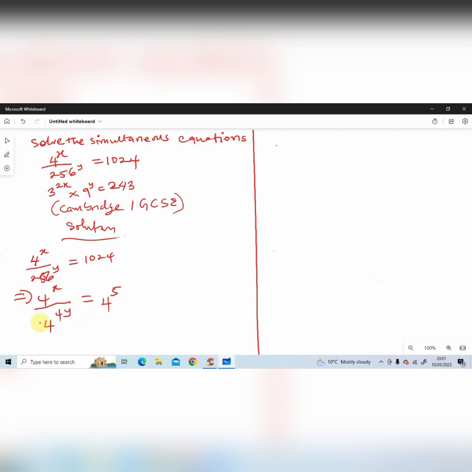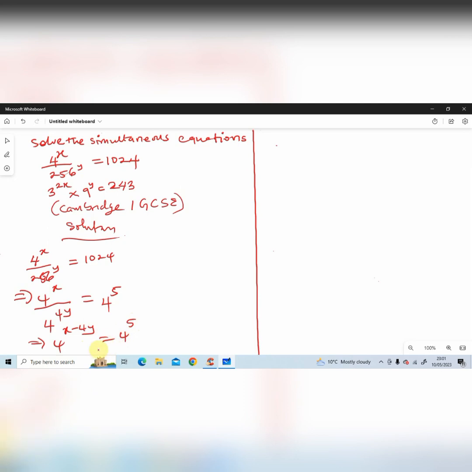So what I need to do is to apply the law of indices here. This is division. Remember, if you have two exponents with a common base, you're going to subtract the powers. Because of this division, you pick one of the bases and subtract the powers. So picking the base, which is 4, then I'm going to subtract the powers: x minus 4y is equal to 4 exponent 5.